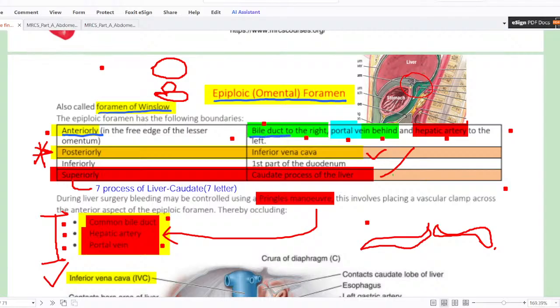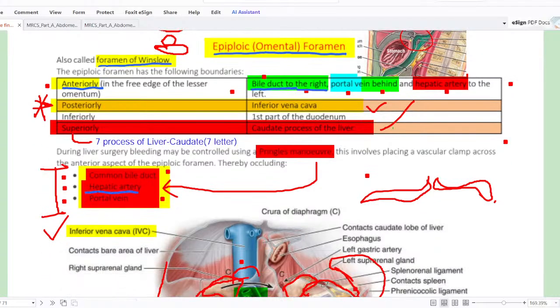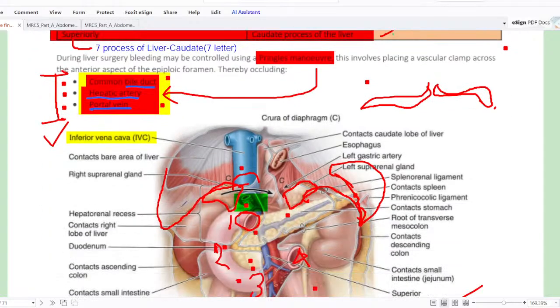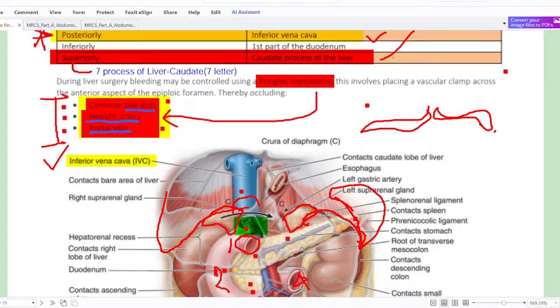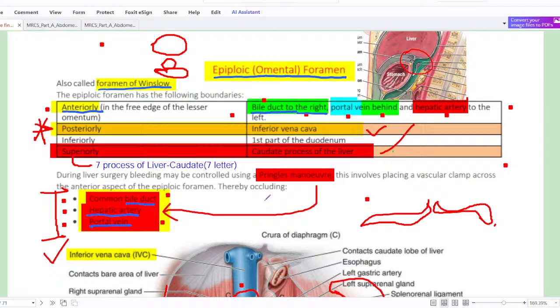Anteriorly, the bile duct to the right side. Here there will be the portal triad: hepatic artery, bile duct, and portal vein. Here is the hepatic artery, then the portal vein and common bile duct. So anteriorly, on the right side we have the bile duct. Behind we have the portal vein, and on the left side the hepatic artery.